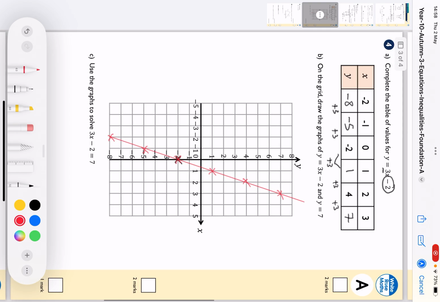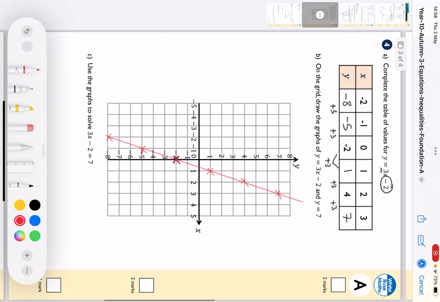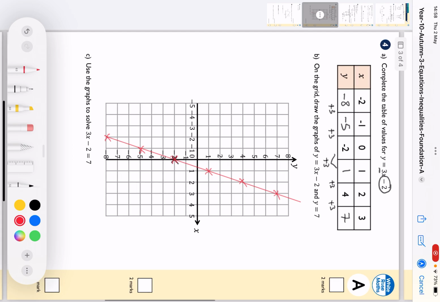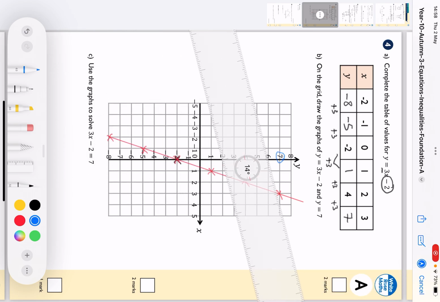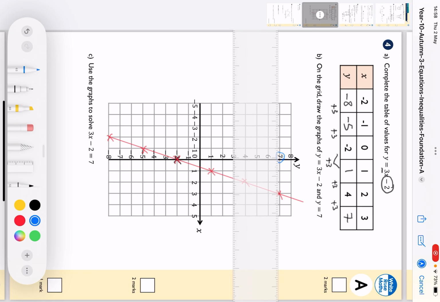And then it says, on the grid, draw the graphs of y equals 3x minus 2, which I've done, and the graph of y equals 7. Now, y equals 7, I'll do this in blue, goes through y equals 7. And in fact, it goes straight across through y equals 7, like so. Okay, so that is y equals 7.